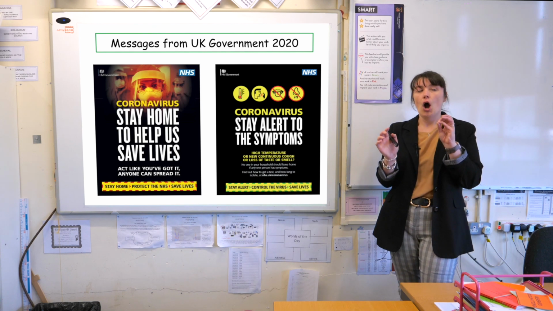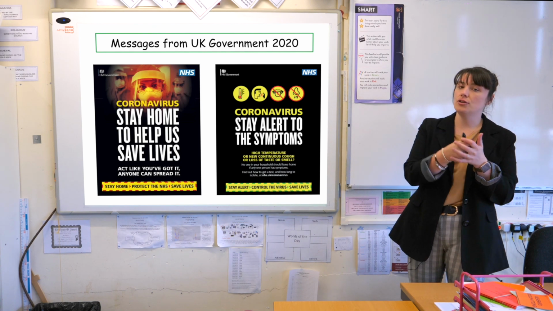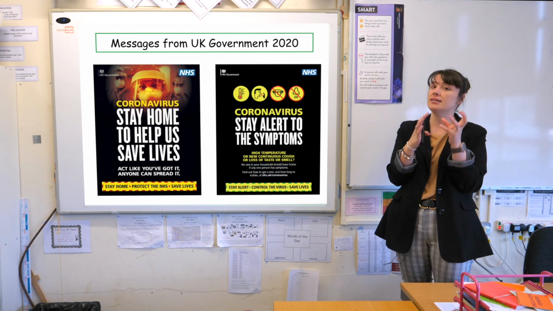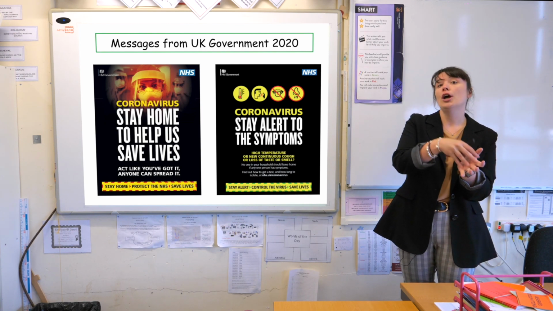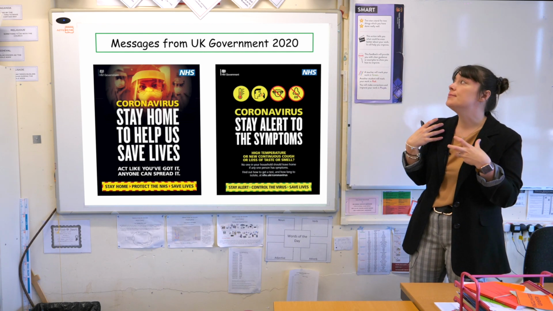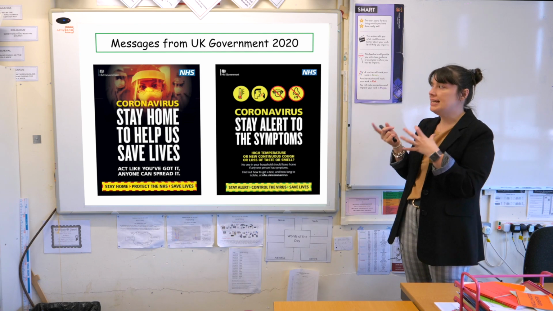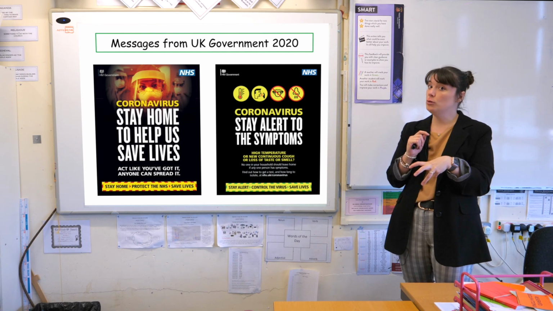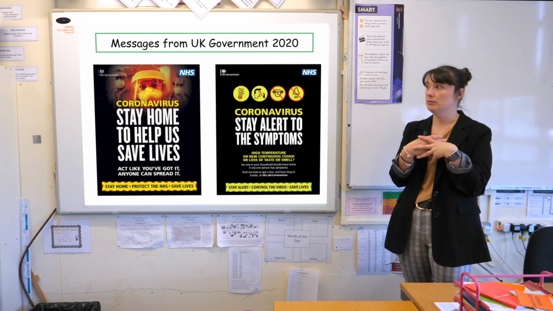Right, now what's happened over the last few months is we've seen a lot of comparisons of things that are the same and things that are different between World War II and today, with the coronavirus or COVID-19 situation. These are messages from the government and they're in poster form. They're in posters to keep the messages simple.